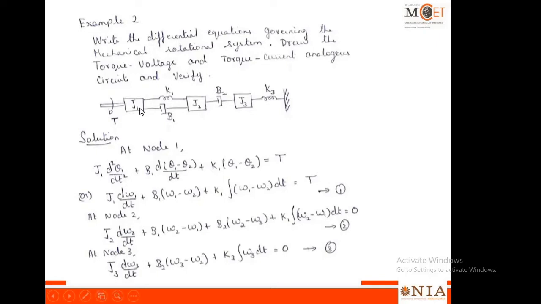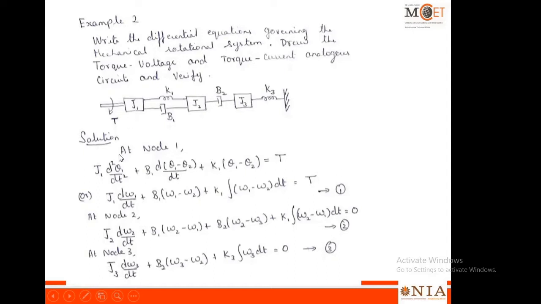So first job is to find the nodes. There are three nodes here: node 1, node 2 and node 3. For the first node 1, there are three elements connected. One is J1, B1 and another one is K1. The torque is applied. So you will write the equation as J1 into d square theta 1 by dt square. So we have taken the angular displacement of node 1 as theta 1, node 2 as theta 2 and node 3 as theta 3.